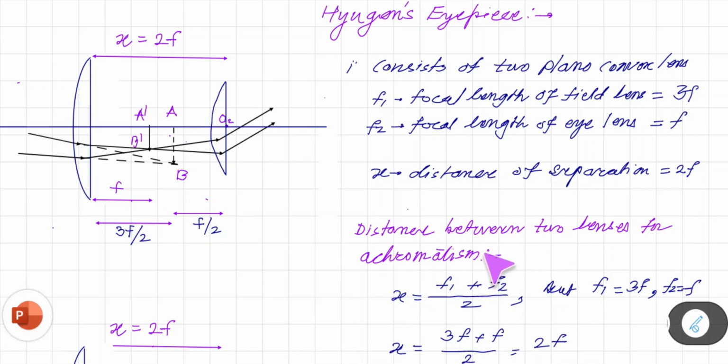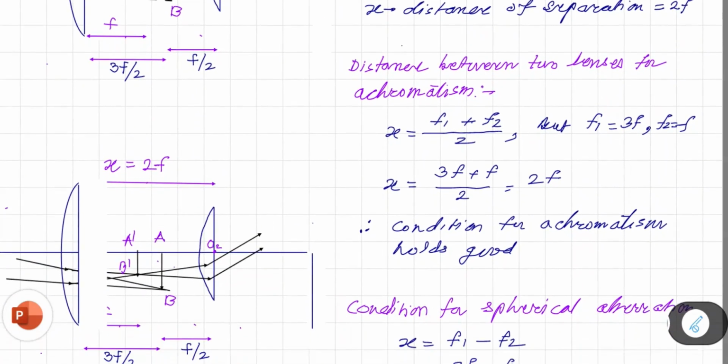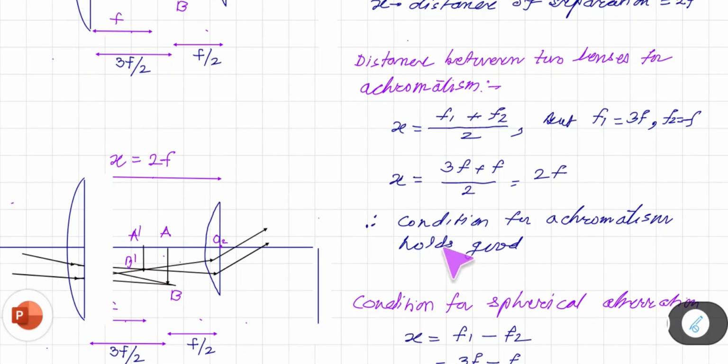In the case of Ramsden's eyepiece, the distance should actually have been f, but we kept it less than that, so that eyepiece is not completely free from chromatic aberration. But this one is free from chromatic aberration, that is, the achromatic condition is satisfied. The second condition for achromatism holds good.